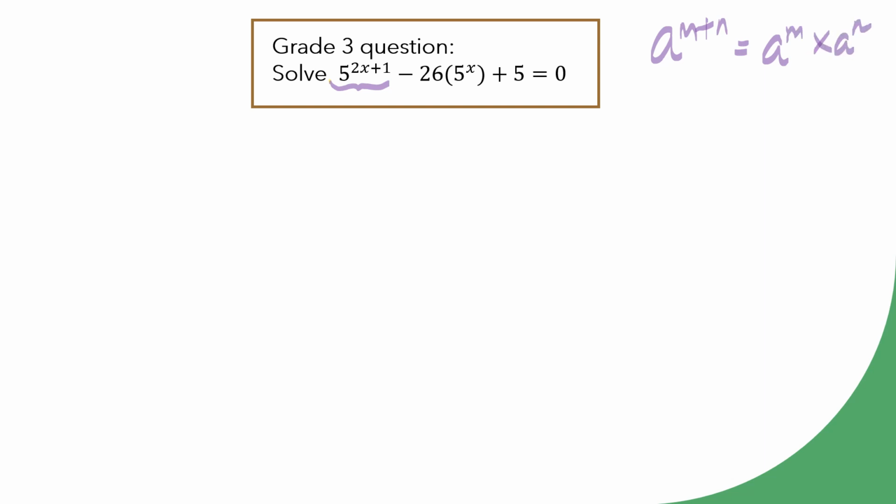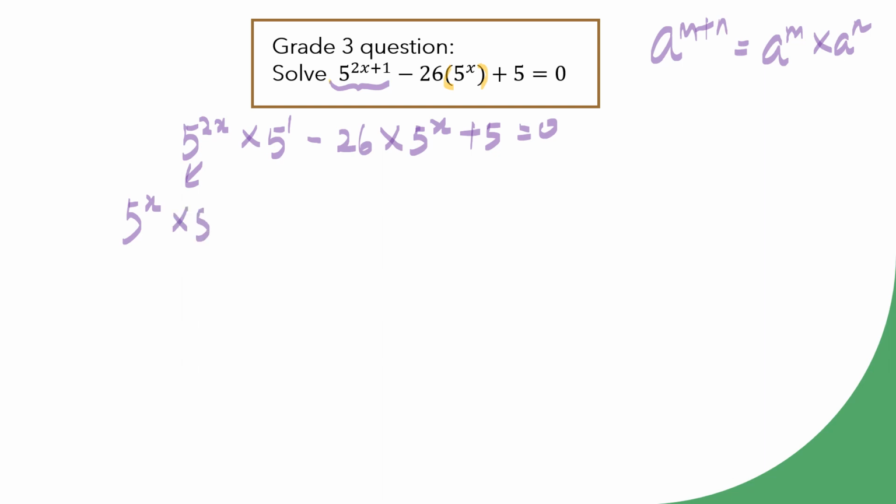We separate it into 5 to the power of 2x times 5 to the power 1, then minus 26. This bracket here, if you're a bit confused about the bracket, you just change it to a multiplication sign. And this one here, you can break it up further into 5 to the power x times another 5 to the power x. X plus x gives you 2x.